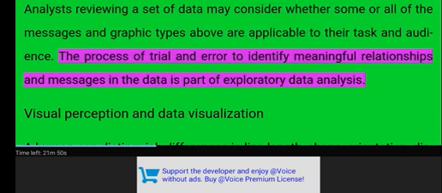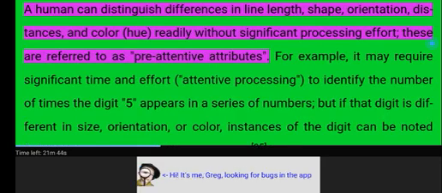The process of trial and error to identify meaningful relationships and messages in the data is part of exploratory data analysis. Visual perception and data visualization. A human can distinguish differences in line length, shape, orientation, distances, and color hue readily without significant processing effort. These are referred to as pre-attentive attributes.